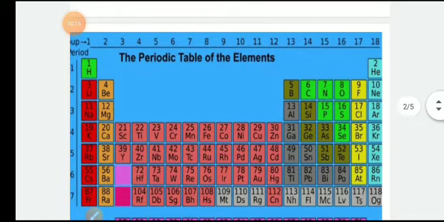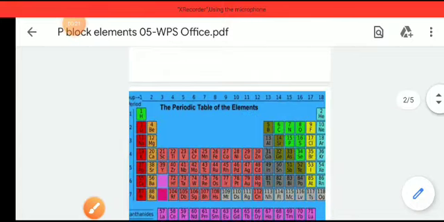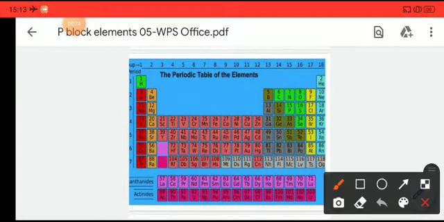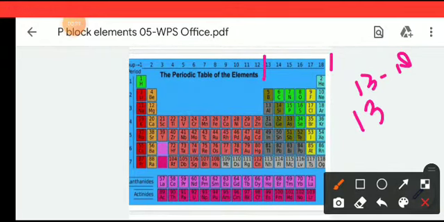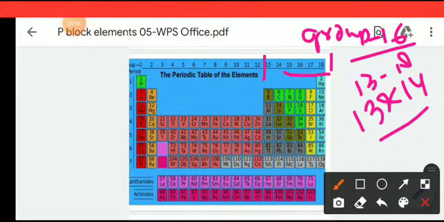Today we will start group number 17. We have already started the p block elements that consist of group number 13 to group number 18. In class 11 we have already learned group number 13 and group number 14. So in class 12 we have only group number 15, 16, 17 and 18. In the previous class, we finished group number 16. So today we will start learning group number 17.